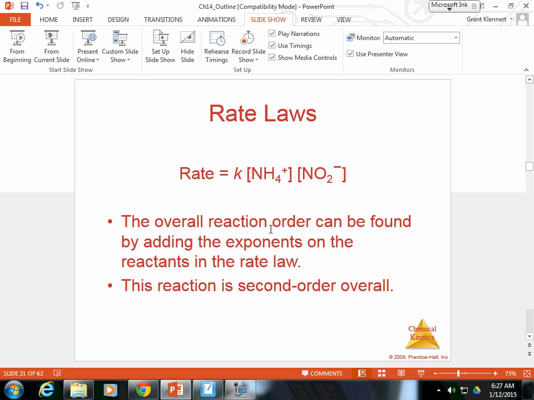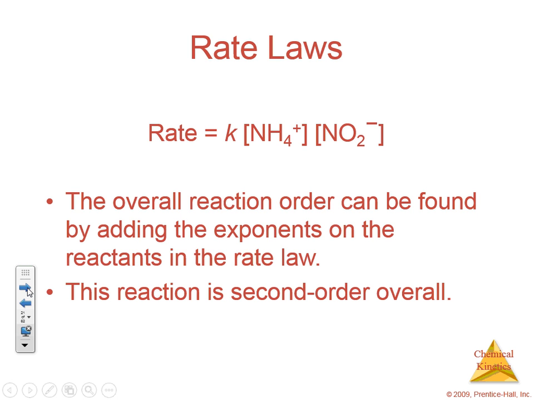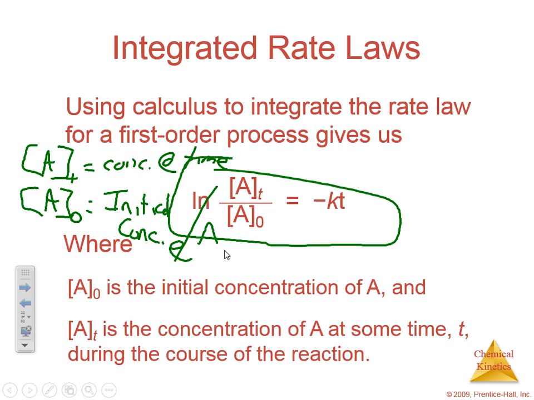Remember that if you want to figure out what order the overall reaction is, you're going to add the exponents together. So here we have NH4 to the first times NO2 to the first. 1 plus 1 is 2. This is a second order reaction. So how are we going to deal with that? Well, what we can do is integrate these things, and when we integrate, we can create a mathematical equation for a reaction.